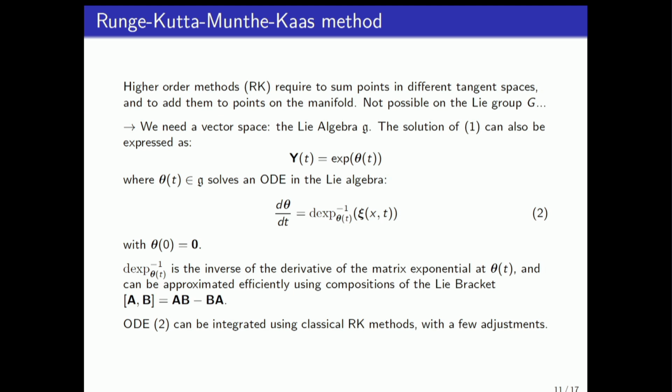Without detailing too much, there is an equation in the Lie algebra that you can use. It's defined here. It uses the derivative of the inverse of the exponential map. So it's a bit complex, but this can be approximated using compositions of the commutator, the matrix commutator for matrix Lie groups. But once you have solved that, it's just a regular linear equation, so you can use any classical method that you want. You can combine vector fields, and you can define Runge-Kutta methods. Here we've done it for Runge-Kutta 4. Details are in the paper.